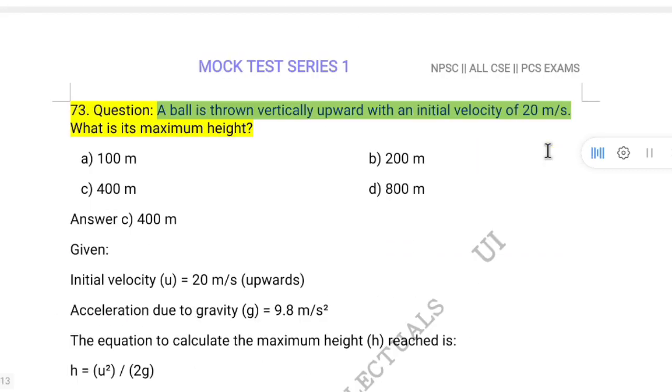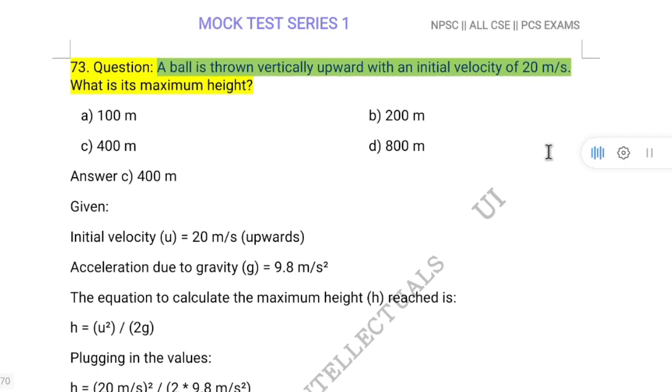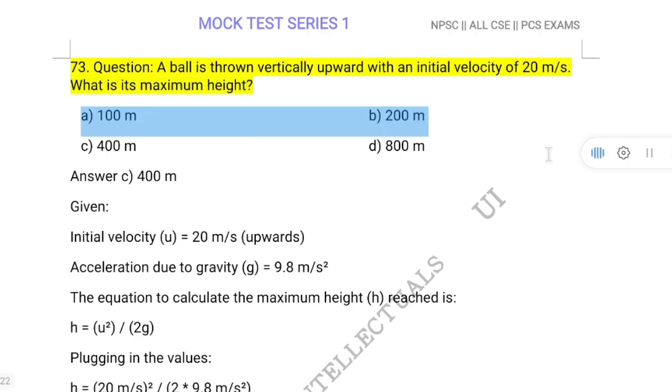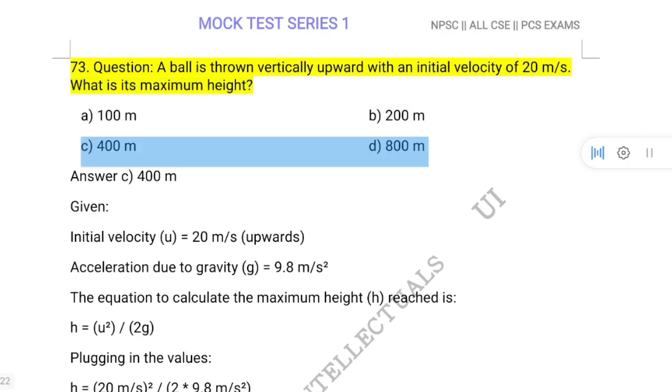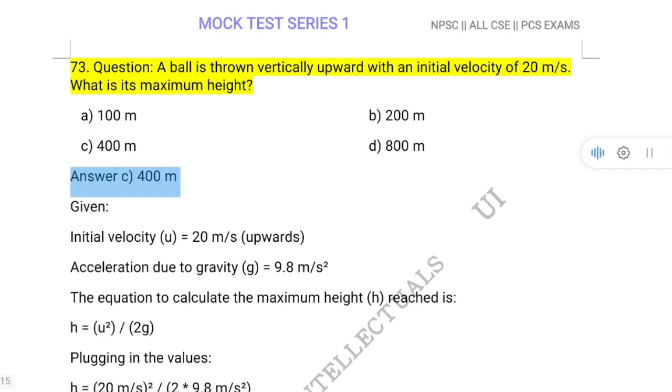73. Question. A ball is thrown vertically upward with an initial velocity of 20 meters per second. What is its maximum height? A. 100 meters. B. 200 meters. C. 400 meters. D. 800 meters. Answer C. 400 meters.